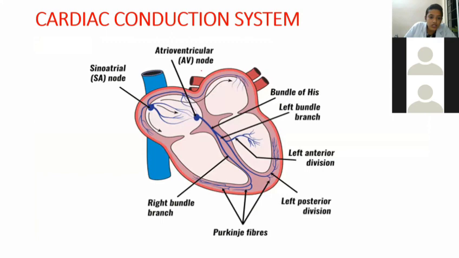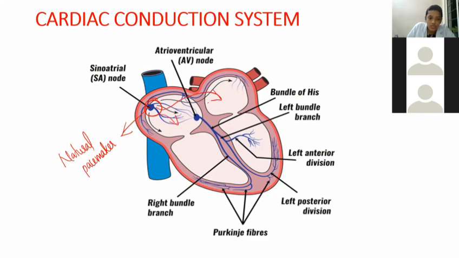In the cardiac conduction system, this is the image. While explaining, the first thing in the cardiac conduction system is the sinoatrial node. What is the sinoatrial node? This is known as the natural pacemaker of the heart. From here the heartbeat gets started, or the electrical impulse gets started from the sinoatrial node, and it will spread to the right and left atria.